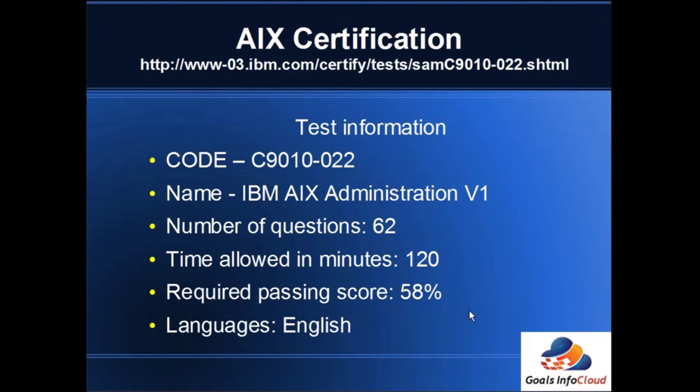If you want to go for the certification, just go through this website, www.ibm.com/certify/test/samc9010-022.shtml. The name of this test is IBM AIX Administration version 1. In this test, you get 62 questions and the time allowed is 120 minutes. You have to score a minimum of 58% to pass this exam, and the language is English.